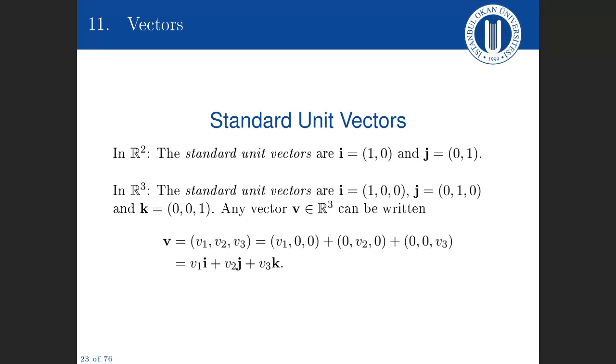If we have any vector in R3, we can write it like this. We can write that v is (v1, 0, 0) plus (0, v2, 0) plus (0, 0, v3), just by splitting these up. But then the first one is just v1 multiplied by i, the second one is v2 multiplied by j, and the third one is v3 multiplied by k. That gives us two different ways to write a vector. We could write a vector as (v1, v2, v3), or we could write it as v1 i plus v2 j plus v3 k. And we're going to use both types. We use whichever one makes sense for that particular calculation.